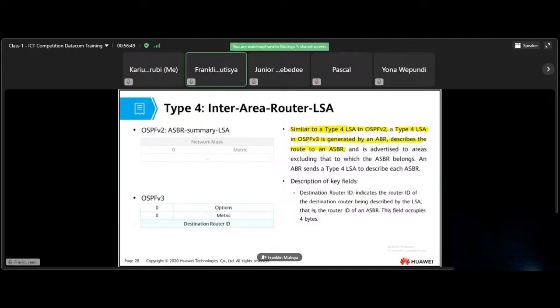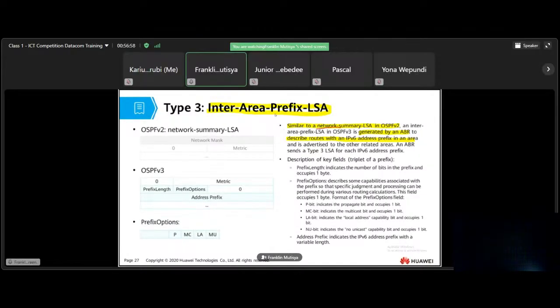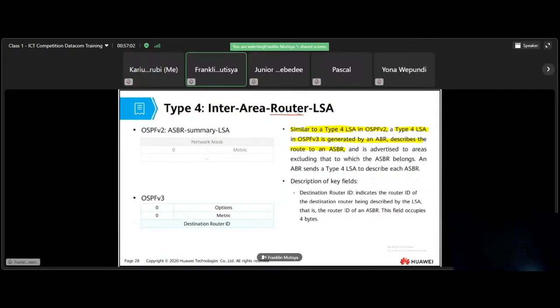And then we have the inter-area router LSA. So there's the word router here in the middle. And for this other one, it's a prefix. Okay, yeah. So this one is used to describe the routes to the ASBR.